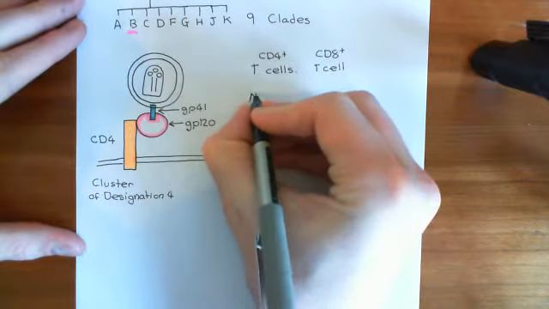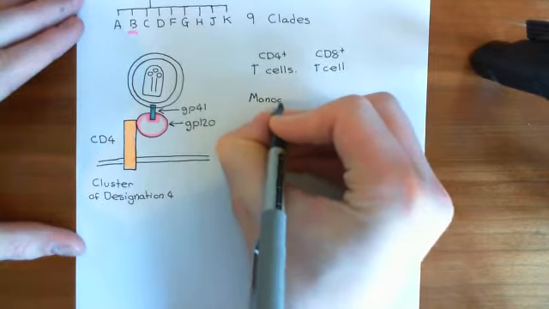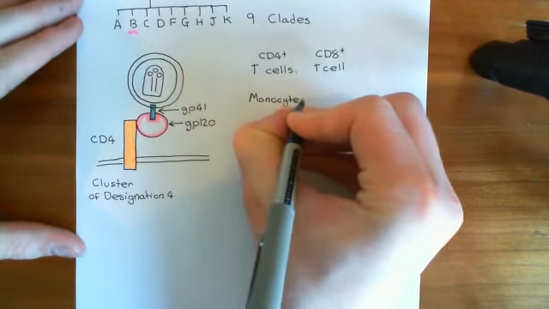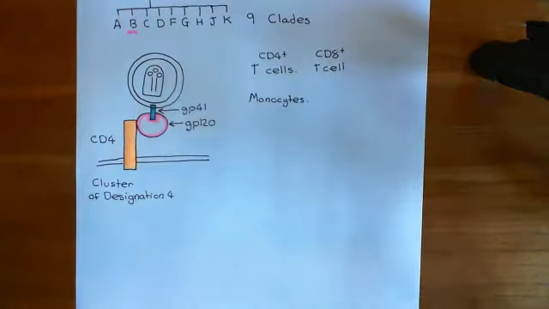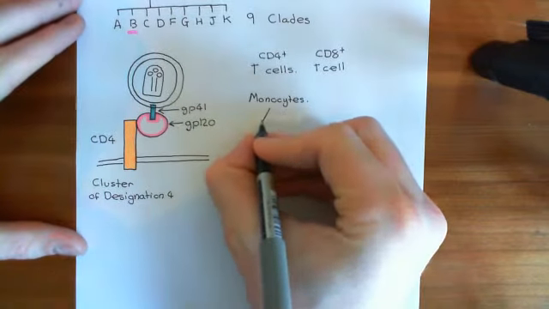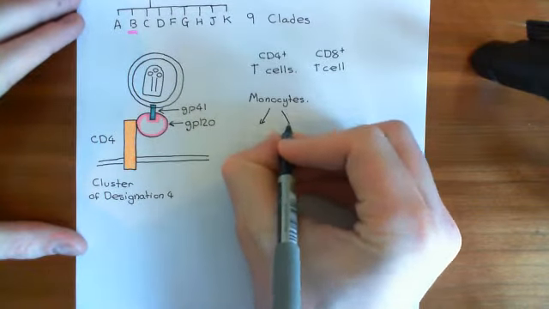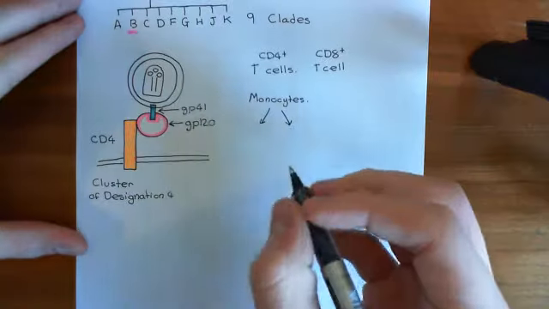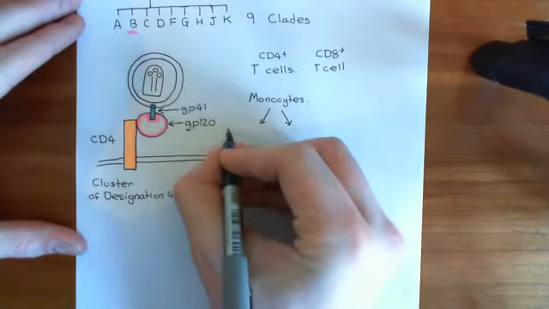So monocytes also have CD4 on their surface, and monocytes are a type of immune cell that circulates within the bloodstream. Okay, and basically when they are recruited to a site of inflammation, so they move from the bloodstream into the interstitial fluid across the endothelium, they will then differentiate into one of two types of cells. They can actually differentiate into more than just these two types of cells, but these are the main two types of cells that they differentiate into.